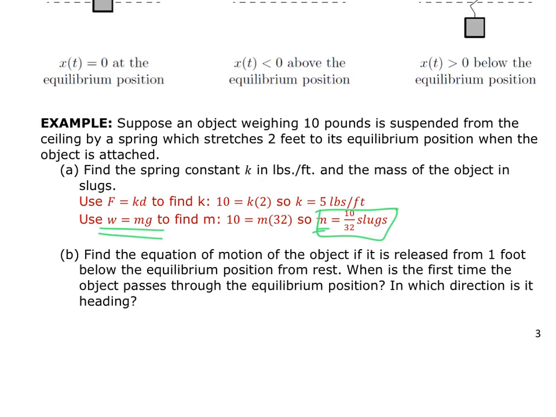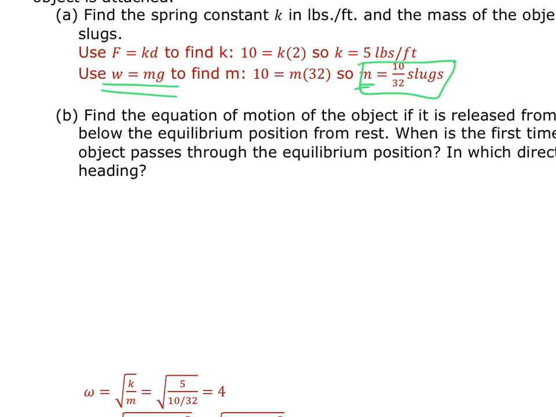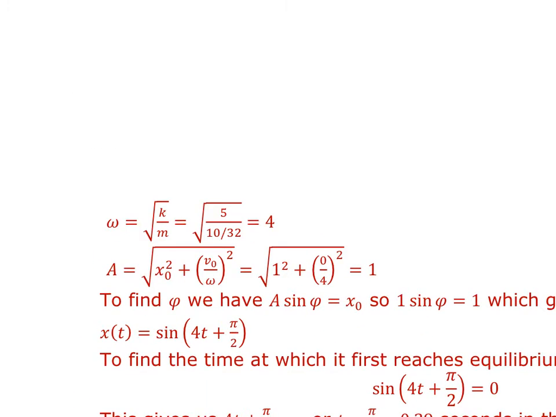Okay, so now I want to find the equation of the motion of the object if it is released from 1 foot below the equilibrium position from rest. And then we want to find the time at which the object passes through equilibrium and the direction it is heading. So the first thing we need to find is omega. Omega is going to be equal to the square root of k divided by m. For this example, we found k to be 5 and our mass to be 10 divided by 32. I put that on my calculator and 4 kicks out. So I found my omega. That's the first thing I need.